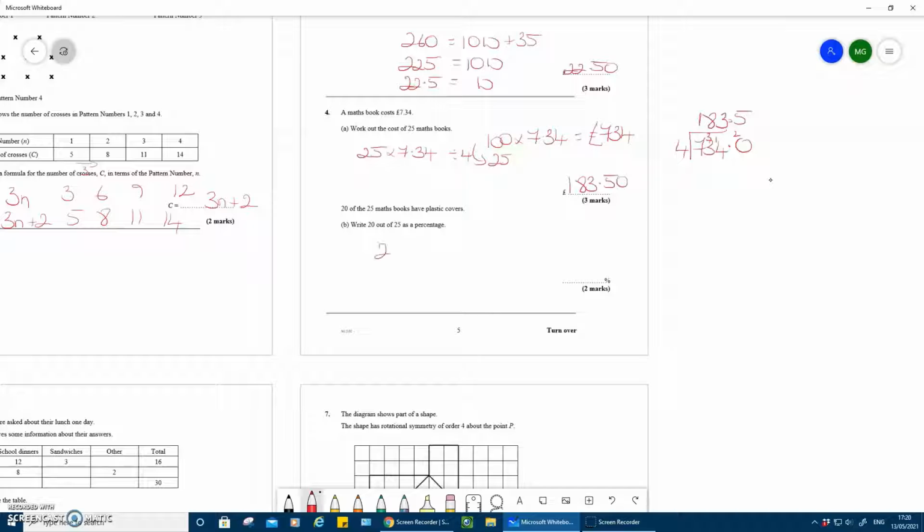Write 20 out of 25 as a percentage. A percentage is always out of 100. So because I've multiplied the bottom by 4, I do the same to the top, and it's 80%.